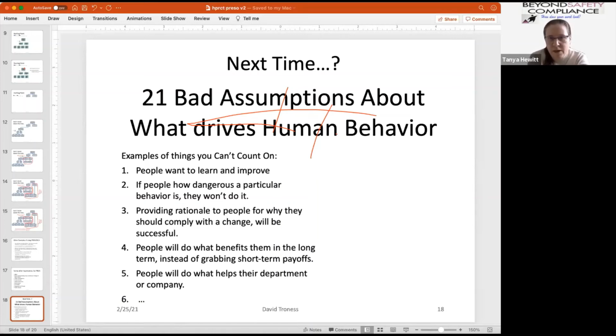This is exactly the kind of discussion we need to have. So I thank you for bringing this to us, because if we don't start getting away from the label of human error, it doesn't get us anywhere.